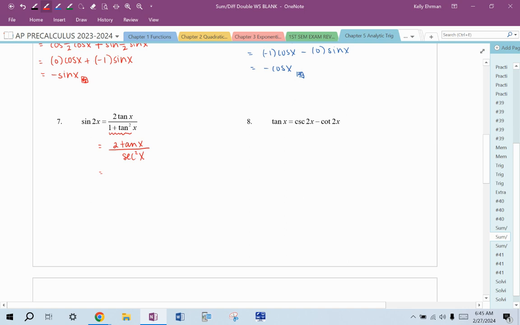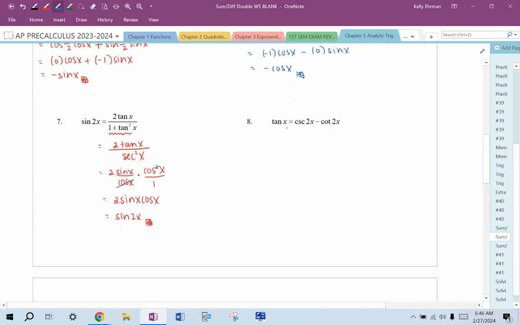Now there's no addition or subtraction to be found here, so let's just start rewriting. 2 times sine x over cosine x. Instead of divided by secant squared, we can say times cosine squared over 1. That allows me to cancel out a pair of cosines, which leaves me with 2 sine x cosine x, and that is the formula for sine of 2x. Double angle identity, I should say, for sine of 2x.